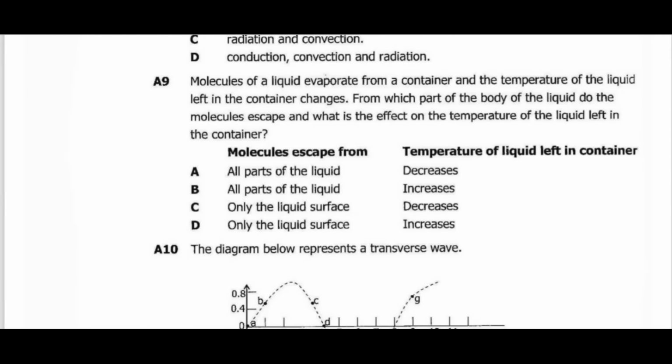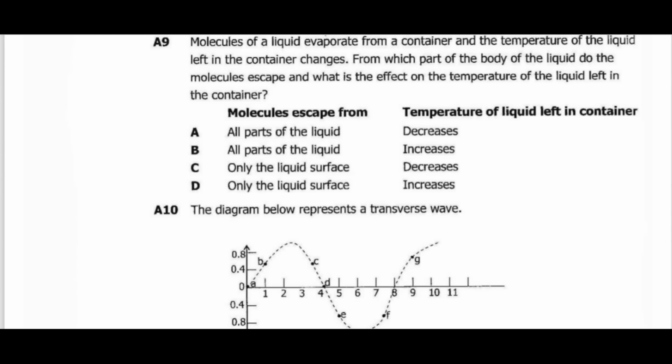Okay, so now we can move on to question 9. Molecules of a liquid evaporate from a container and the temperature of the liquid left in the container changes. From which part of the body of the liquid do molecules escape, and what is the effect on the temperature of the liquid left in the container? Here we know that our answer may be C or D. Why? Because we know that evaporation only occurs on the surface of the liquid.